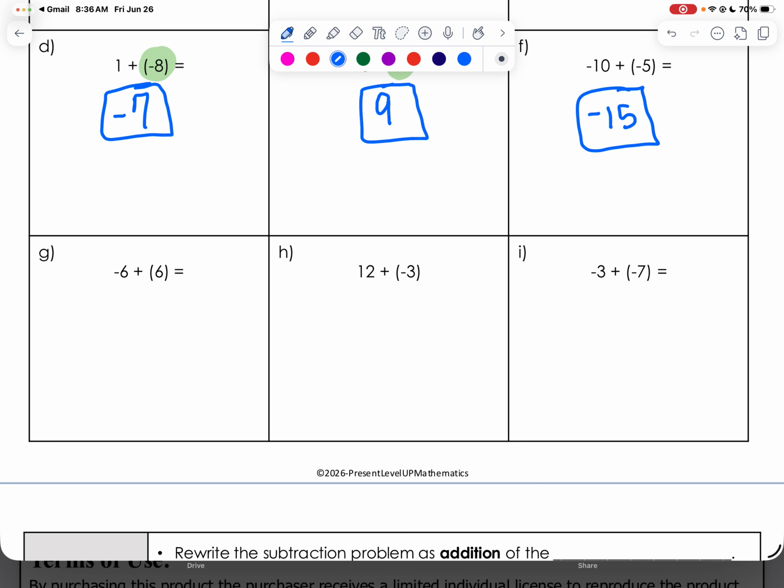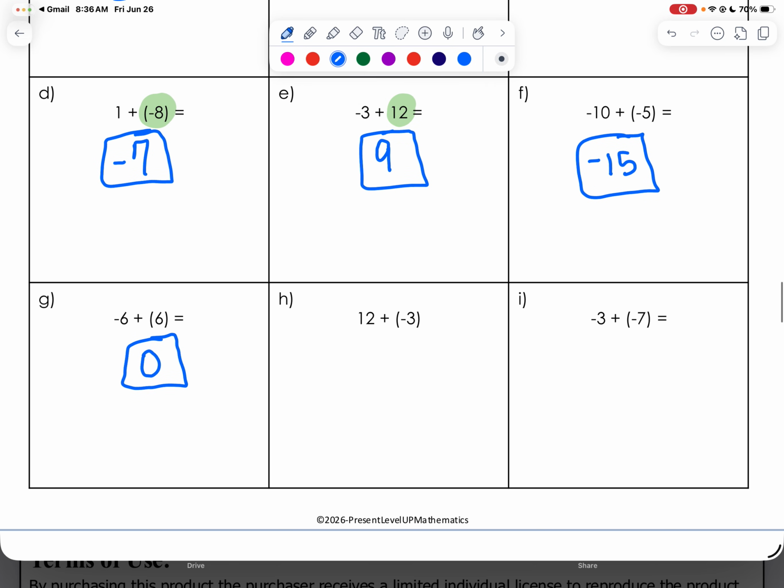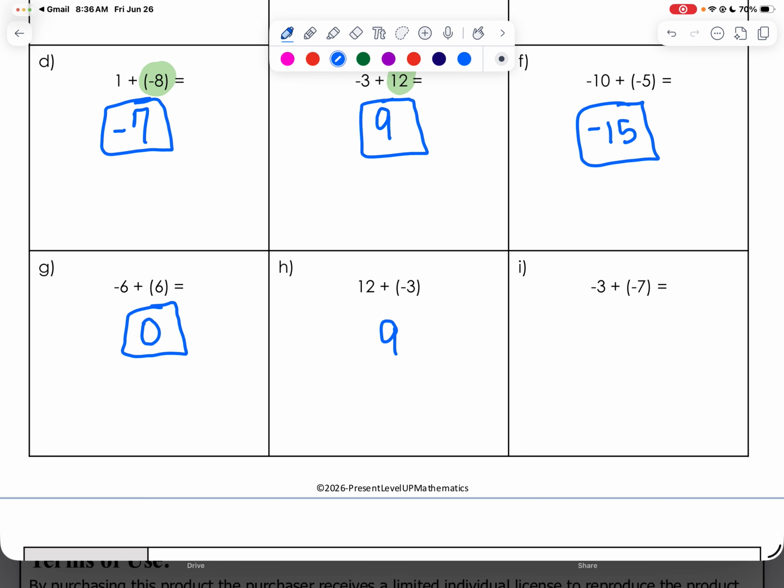Welcome back. In problem G, we had negative 6 plus 6. The signs were different, so I subtracted. 6 minus 6 is 0. 0 is neither positive nor negative. In problem H, the signs were different, so I subtracted, and I went with the sign of the larger, which was positive 9. Problem I, negative 3 plus negative 7. The signs were the same, so I added them and used the sign that's in the problem, negative 10.